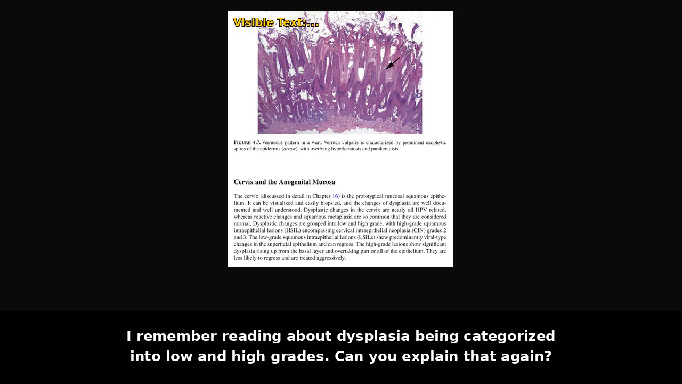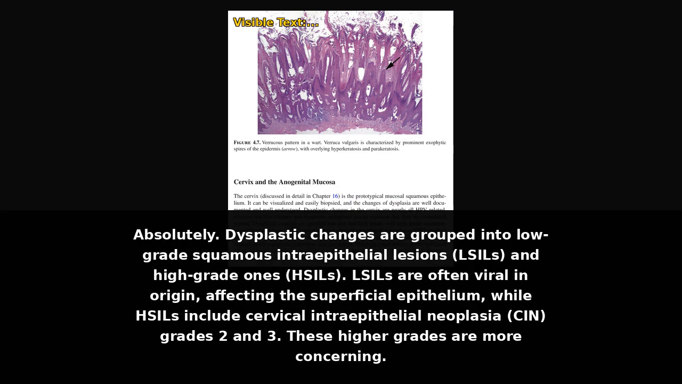I remember reading about dysplasia being categorized into low and high grades. Can you explain that again? Absolutely. Dysplastic changes are grouped into low-grade squamous intraepithelial lesions (LSILs) and high-grade ones (HSILs). LSILs are often viral in origin, affecting the superficial epithelium, while HSILs include cervical intraepithelial neoplasia (CIN) grades 2 and 3. These higher grades are more concerning.